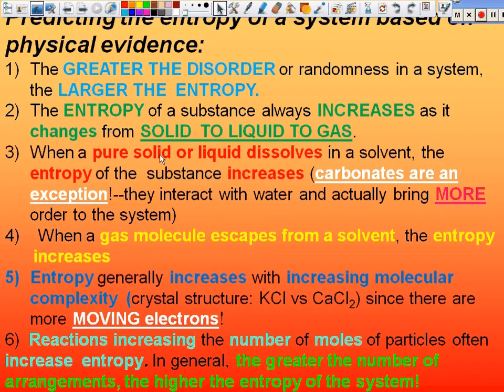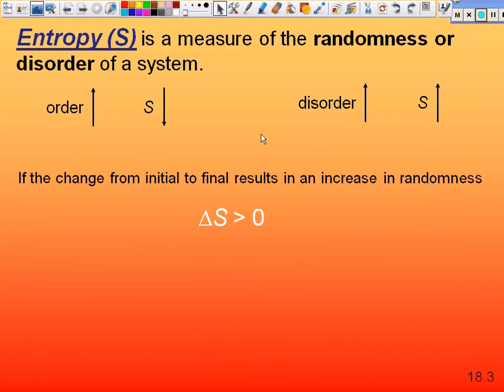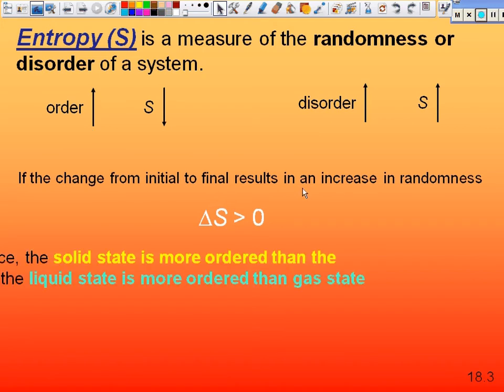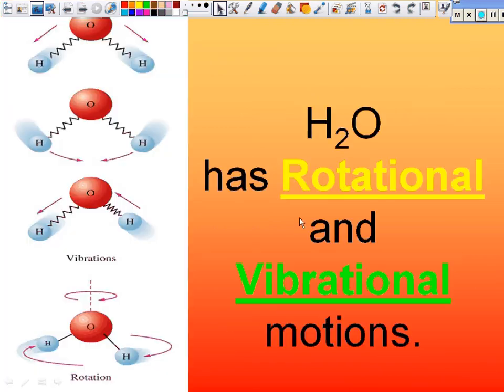All right. Finally, in reactions, increasing the number of moles of particles often increases entropy in general. The greater the number of arrangements, the higher the entropy of a system. And that's kind of what we were talking about yesterday. You've already seen this. As the order increases, delta S goes down. As the disorder increases, delta S goes up. You already know all that, so we're good there. We've already talked about that.